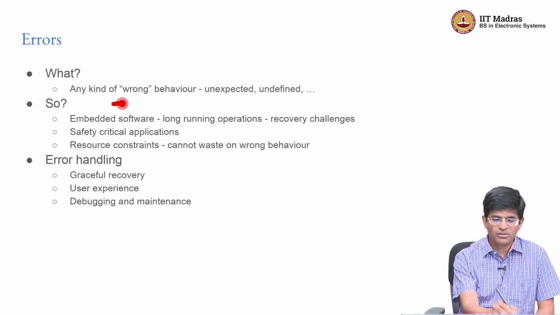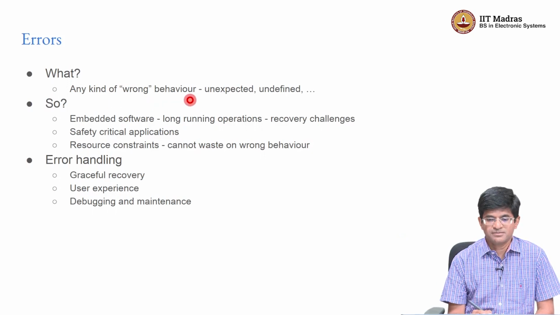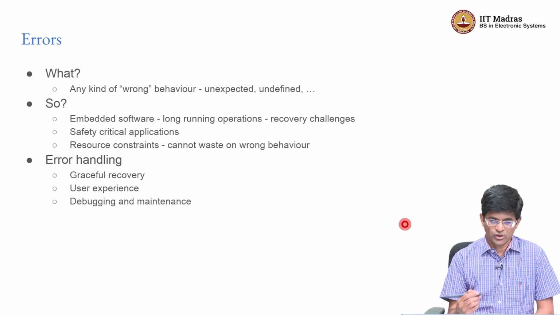Any kind of wrong behavior in a program or a system. By wrong, it could just be that it's unexpected, it could be that it's undefined. It may not be as simple as a calculator that says 2 plus 2 is equal to 5. It could be some other kind of behavior where you do not expect a system to perform a certain kind of behavior.